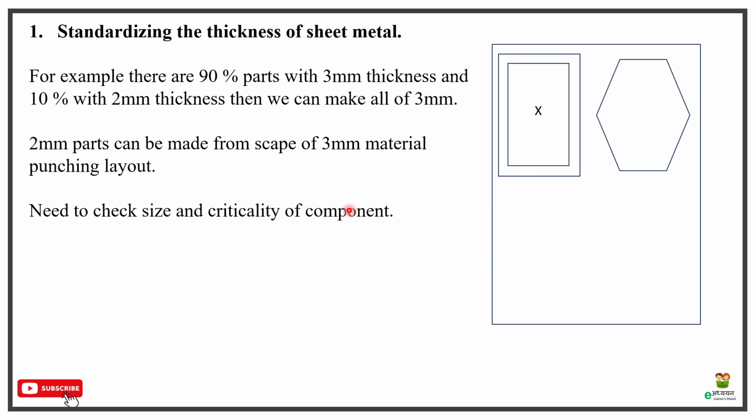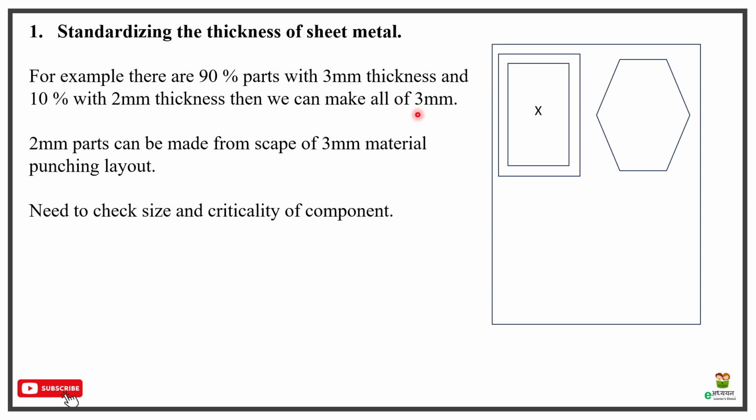For this we need to check the size of the part, whether it can be fitted into the scrap material in the punching layout, and the criticality of the component, whether 3 mm can be used instead of 2 mm in the assembly or not. So this is the general concept for standardizing the thickness of the sheet metal in order to reduce the cost, because the supplier has to maintain stock for two different thicknesses.